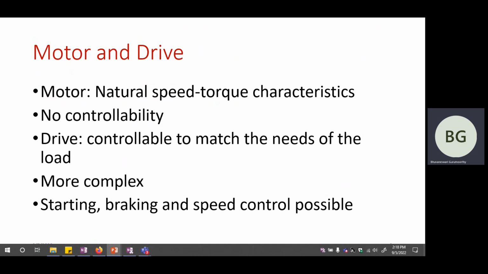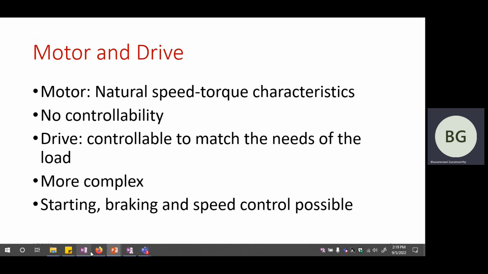As I told you earlier, a motor is not going to have any control over its speed torque characteristics. If it has a particular value of voltage applied to it, which is the rated voltage, and if it draws rated current, then it will run at a particular speed called rated speed, and it is going to deliver a torque called rated torque.